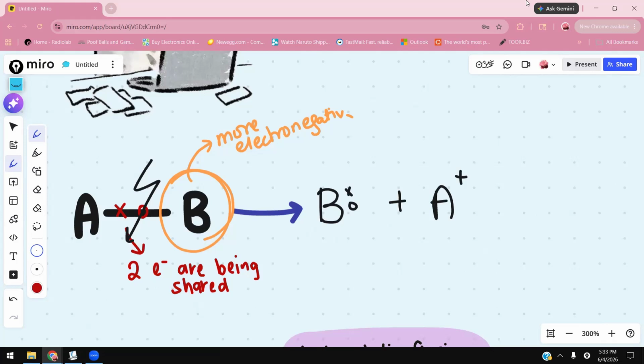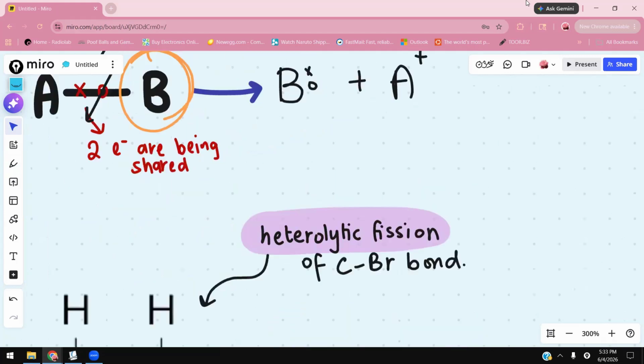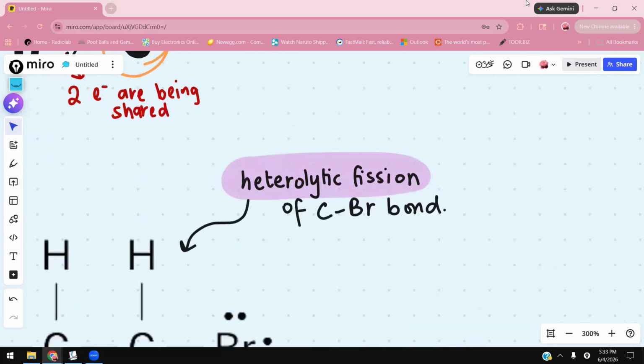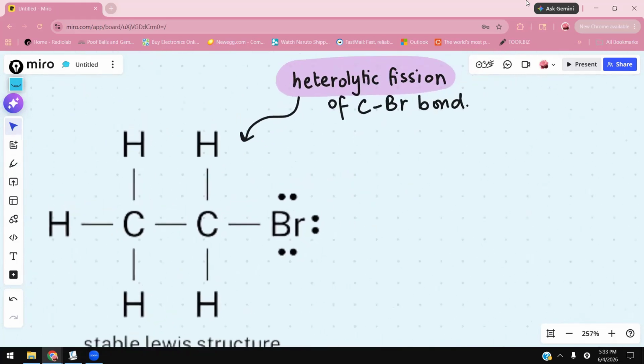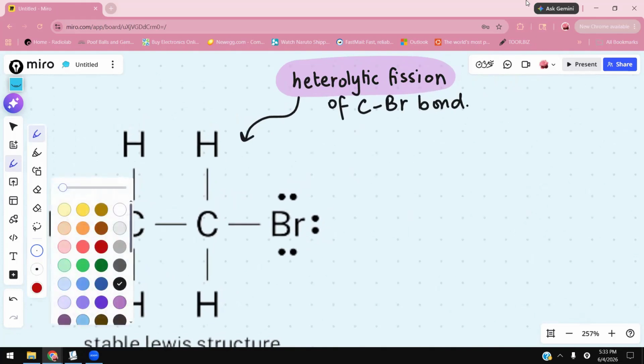Let's do two examples to better understand heterolytic and homolytic fission. Starting with an example of heterolytic fission. They have already mentioned that there is going to be heterolytic fission of the C-Br bond right here. Bromine is way more electronegative than carbon. It's probably going to keep both the electrons that are involved in the bond.